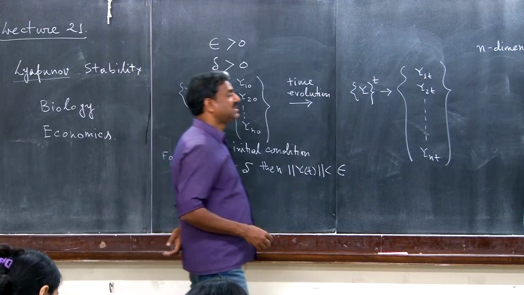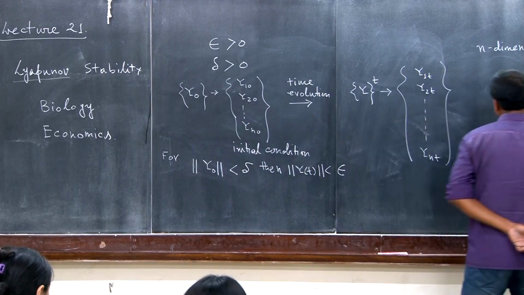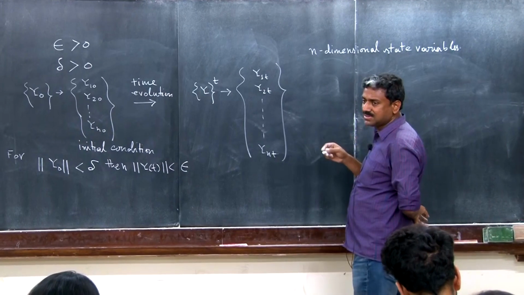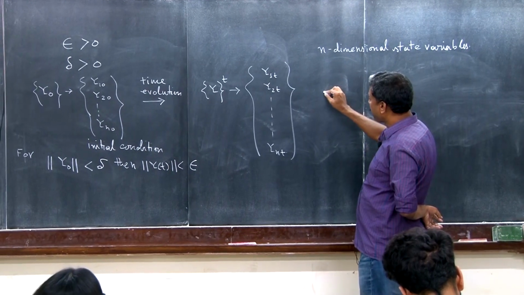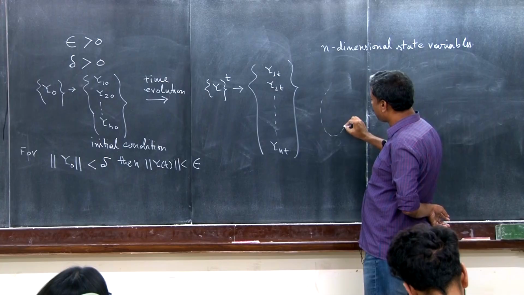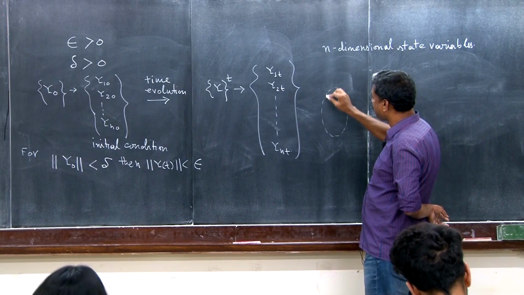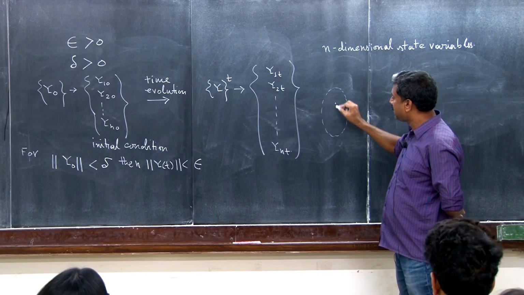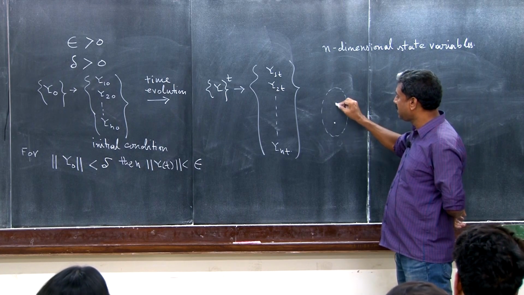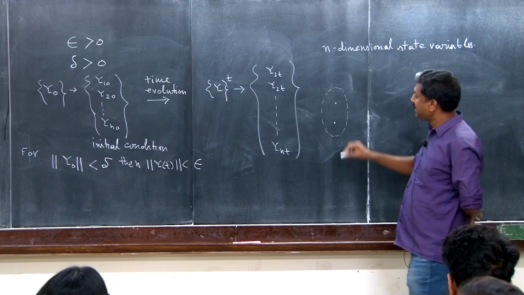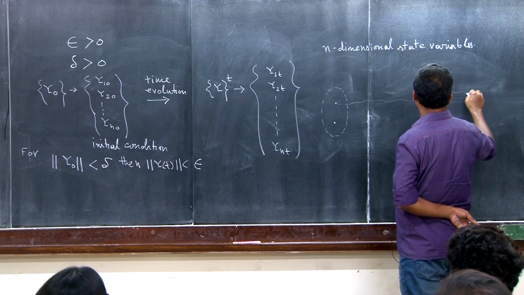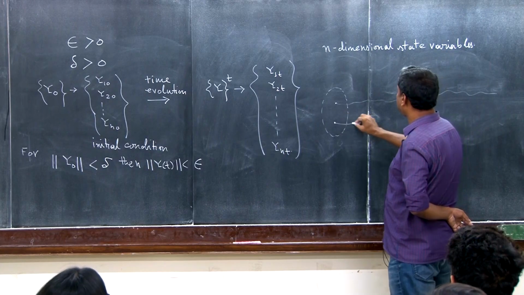What does it mean? That means you consider an n dimension system. Consider a small, 2 degree of freedom system. So you have the two state variables, right? And they are evolving in time. So, how are they evolving in time? They are evolving in time, maybe something like that.